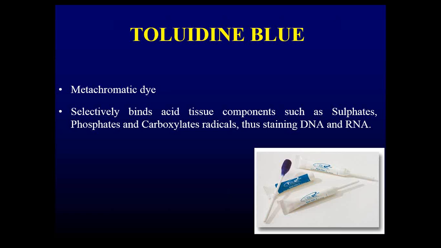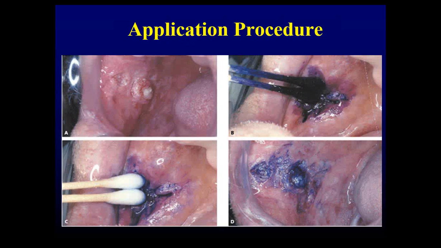So this dye has a tendency to selectively bind to cancer tissue where there is a high content of DNA. In previous years, it used to come in the form of oral rinse, where a patient used to take some amount of toluidine blue liquid in the mouth and swirl it all over the mouth and then spit it back, and the areas which bind to toluidine blue would be visible and therefore biopsied.